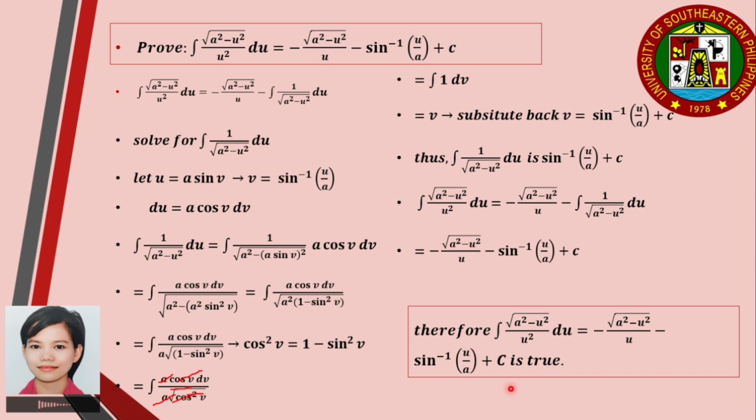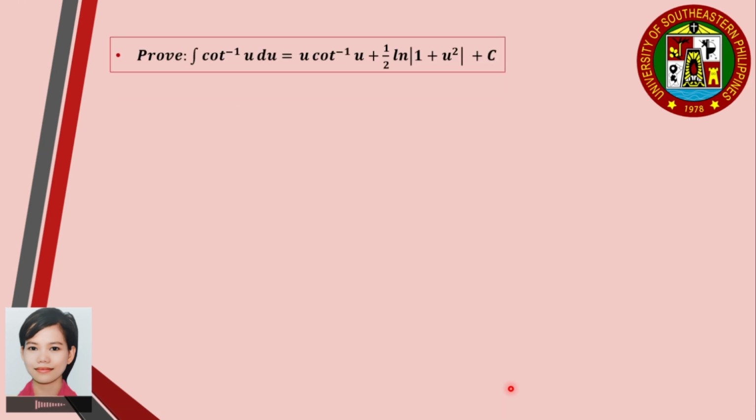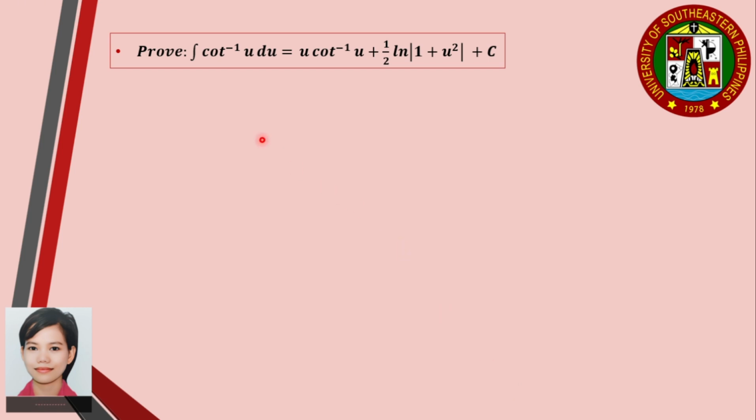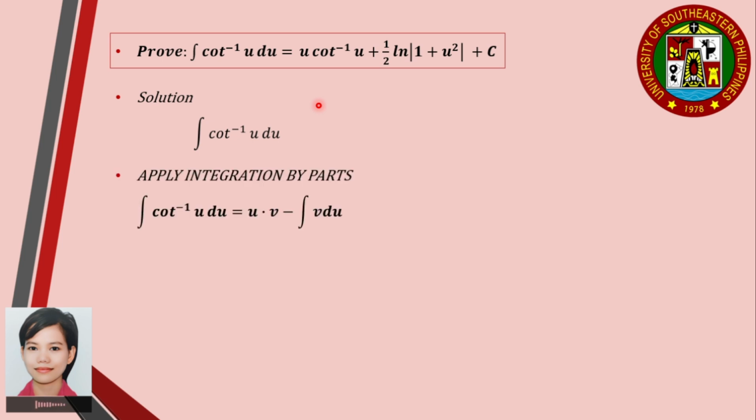So for the third one, we have to prove the integral of arc cotangent u du equals to u multiplied the arc cotangent u plus ln of the quantity of the absolute value of 1 plus u squared plus c. So to solve this one, we're going to have the solution first, a copy. So for this one, we're still going to apply the integration by parts, which is the u times v minus the integral of v du.